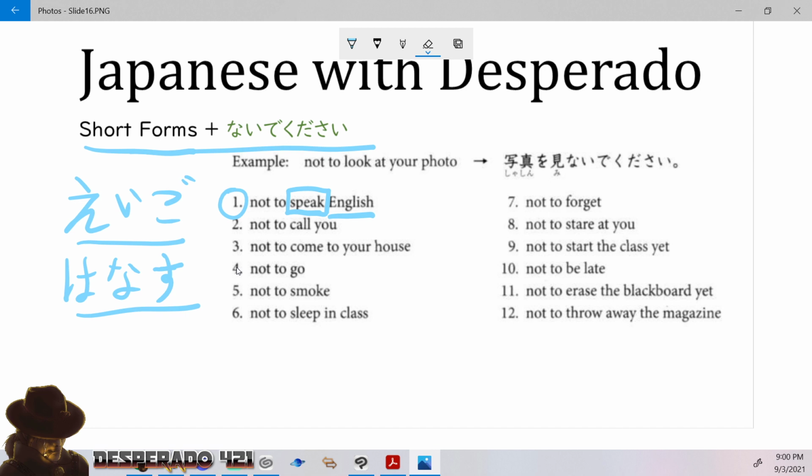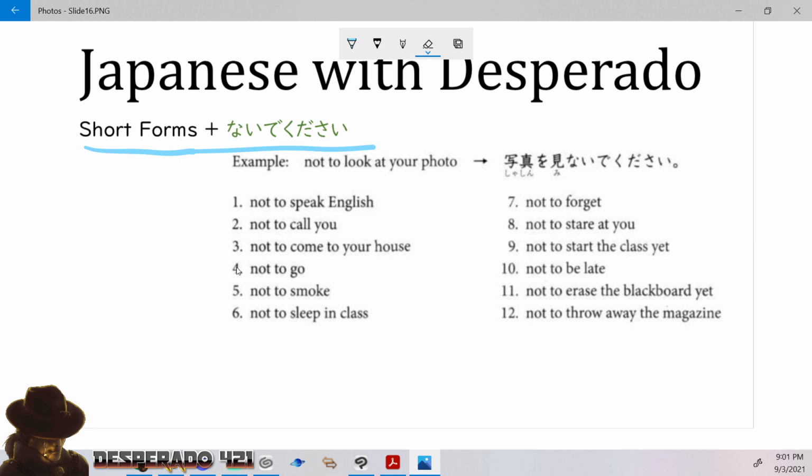So for this one here, we're going to use eigo de because we're asking them not to speak in English. So eigo de hanasanai de kudasai. Eigo de, that bit keeps messing me up. Eigo de hanasanai de kudasai. Very good. Fantastic. All right, let's move on to number 2 here.